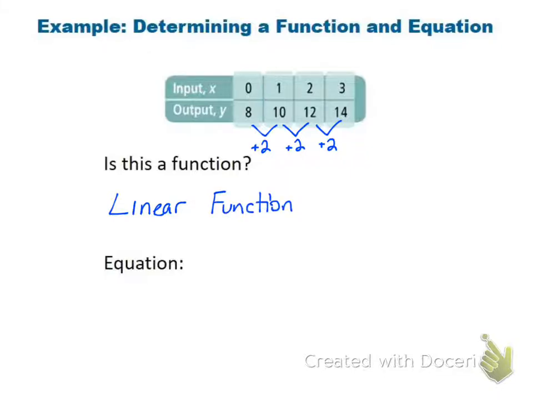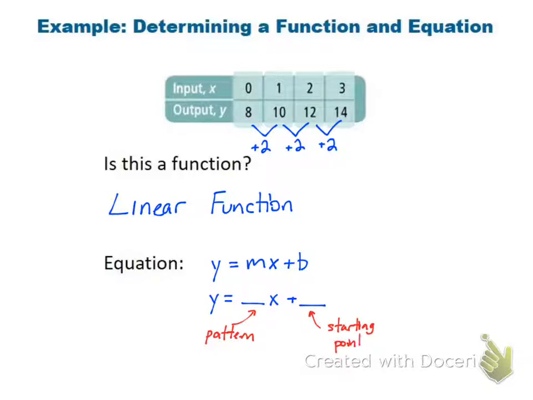And then if I wanted to write an equation with it, I can write it in this way. I can go y is equal to mx plus b. So the way that this works out is I can go y is equal to blank x plus blank, where the number in front of the x is going to be my pattern. And then this is going to be what I call my starting point. And that is going to be when x is equal to 0.